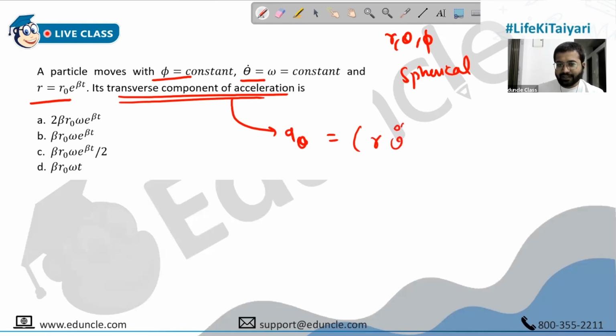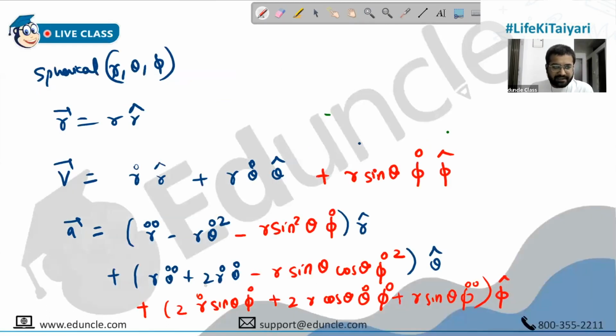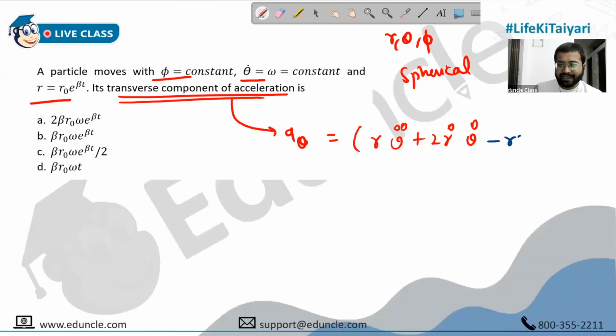Which is r theta double dot plus 2r dot theta dot. Additionally, we have got an extra term, and what is the extra term here? Minus r sine theta cos theta phi dot square. This is an additional term, but okay. The best part right now is they have mentioned that phi is constant, so phi dot becomes 0. So anyway, we are not supposed to by heart remember that, luckily here.